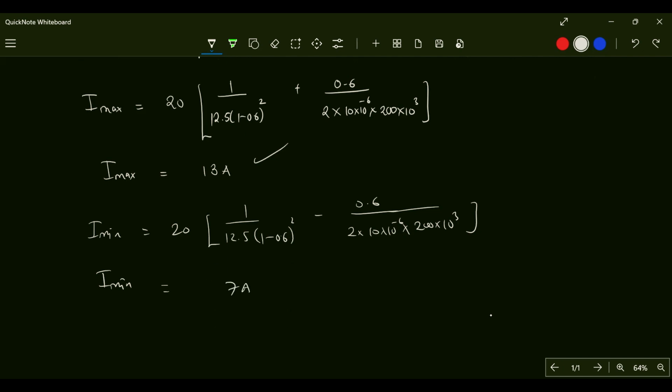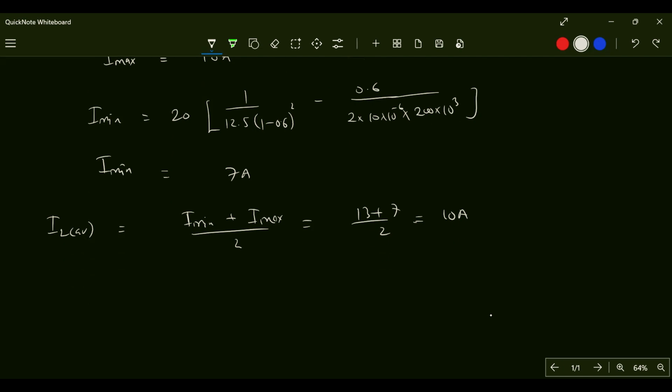Okay, and then you can find Iaverage, the inductor average current. This is just the sum of these two, Imin plus Imax, divided by 2. That's the average inductor current. So 13 plus 7 divided by 2 gives what? 10 amps, right? Or we can also use this formula here, very much valid.